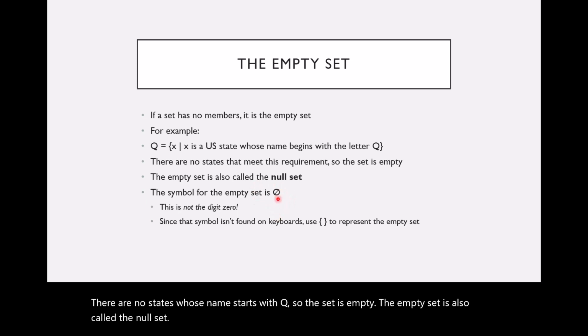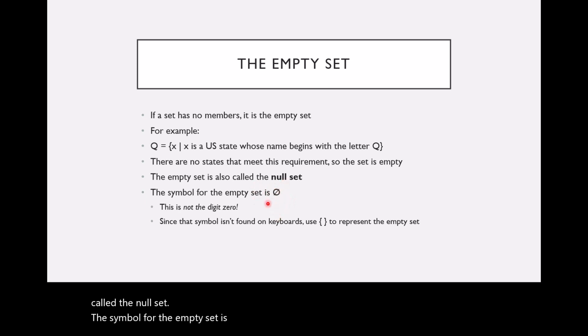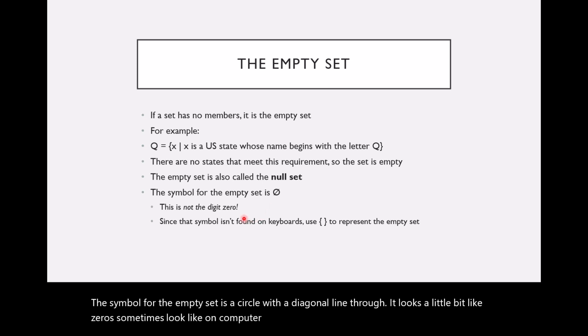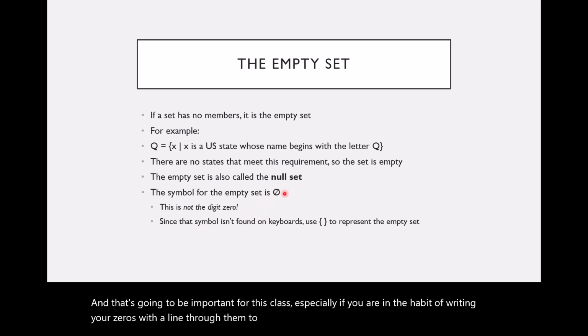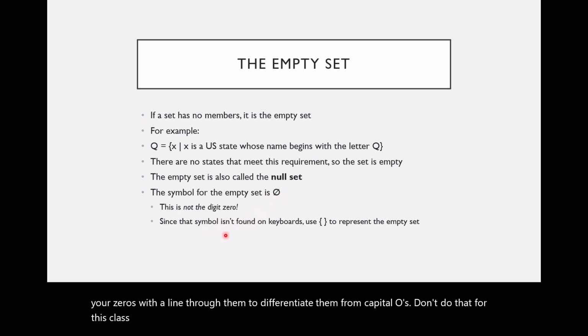The symbol for the empty set is a circle with a diagonal line through it. It looks a little bit like zeros sometimes look like on computer keyboards. It is not a zero. And that's going to be important for this class especially. If you are in the habit of writing your zeros with a line through them to differentiate them from capital O's, don't do that for this class, especially for this section of the class.